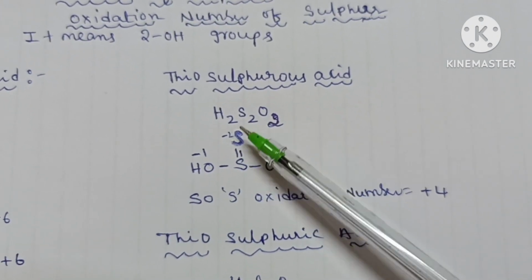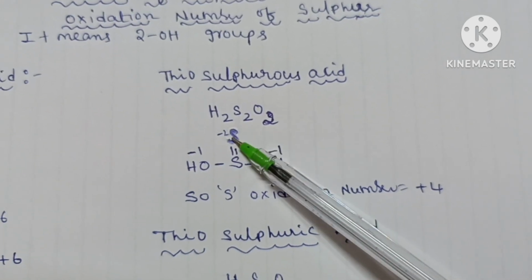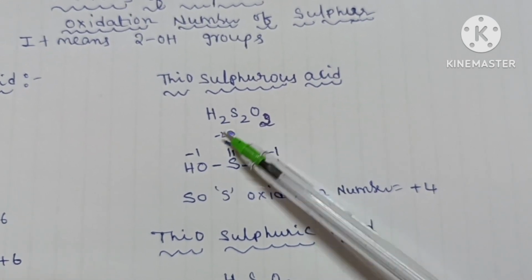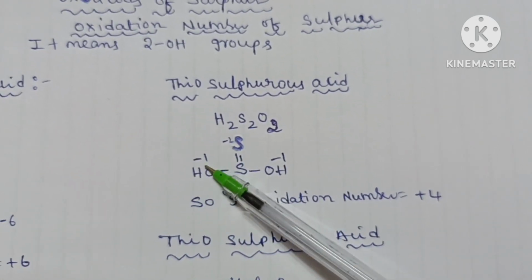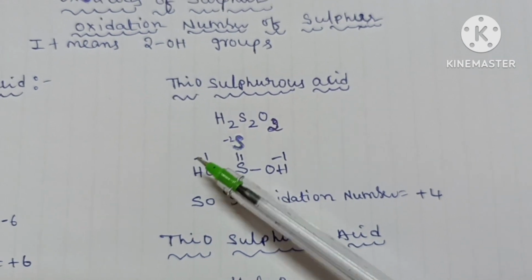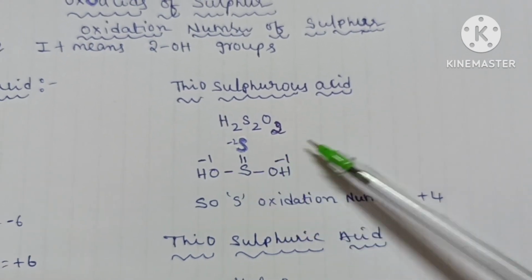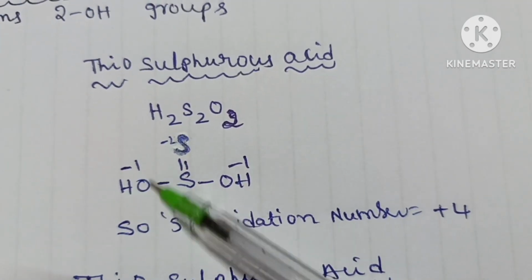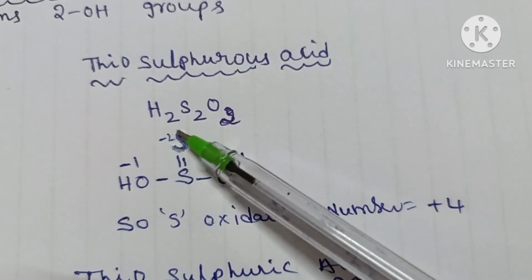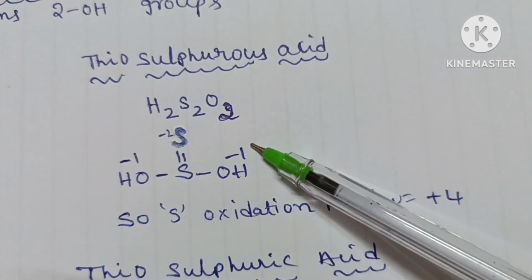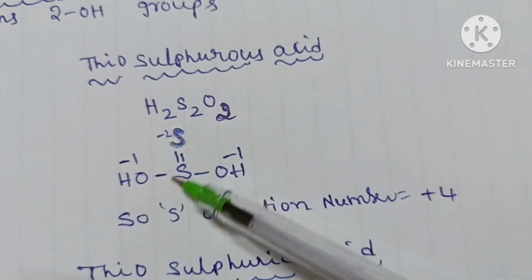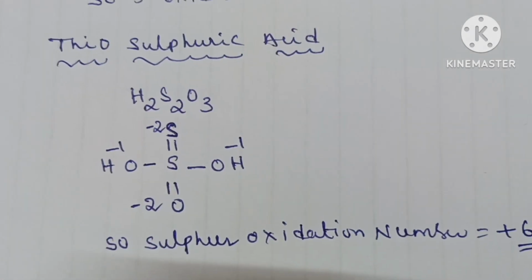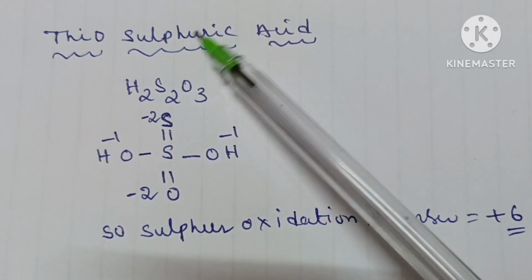In this, the oxidation number of the added sulfur is -2, equal to oxygen, which you have to follow. Then the OH oxidation number is -1, next OH is -1. Calculate the oxidation number of sulfur: -1 plus -2 is -3, -3 plus -1 is -4. Surrounding atoms are -4, so the central sulfur oxidation number is +4. Okay. Next is thiosulfuric acid.